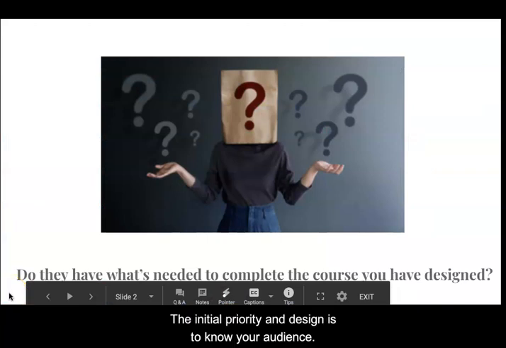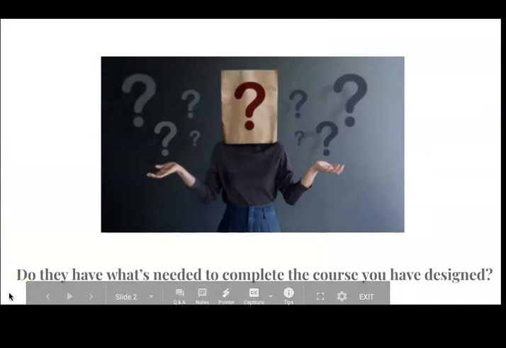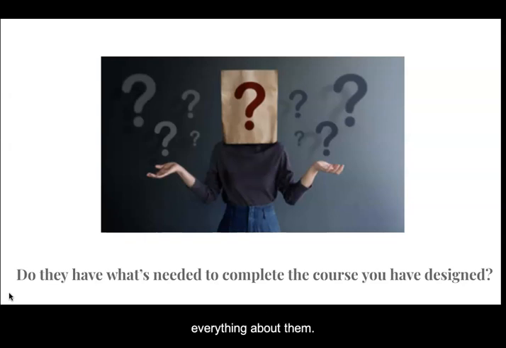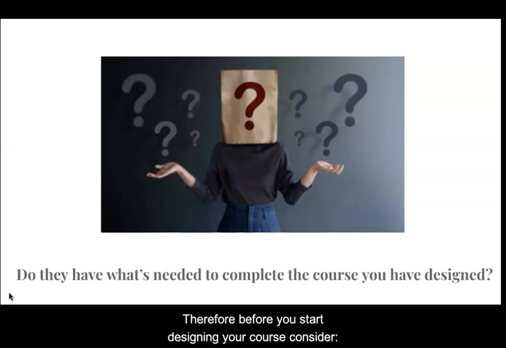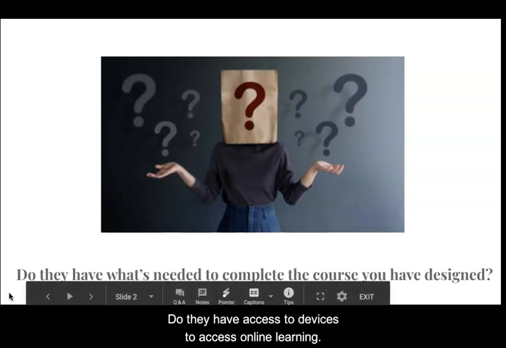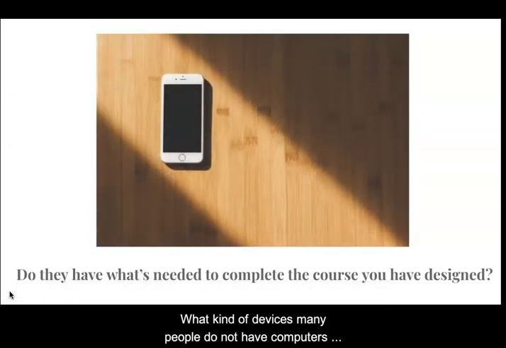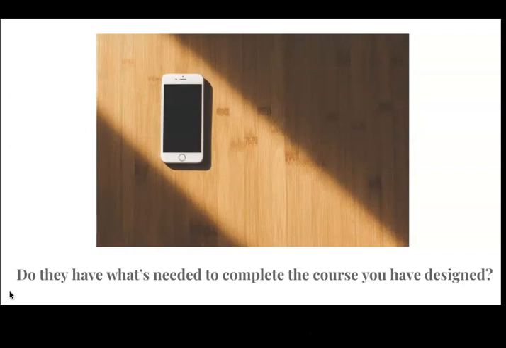The initial priority in design is to know your audience. Really take time to consider them. But even when you take time to really consider who your students are and what their needs are, you can't know everything about them. Therefore, before you start designing your course, consider, do they have access to devices to access online learning? What kind of devices? Many people do not have computers at home and access online courses through only a smartphone.